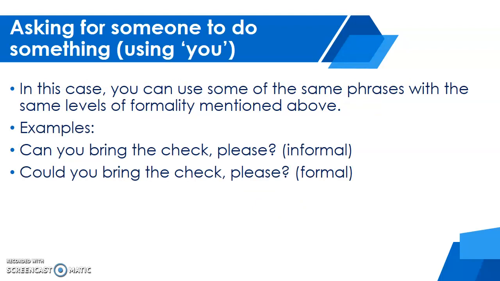And we have other kinds of polite requests, which is when you're asking for a favor, basically. You're asking someone to do something for you. In this case, you can use some of the same phrases with the same levels of formality. We mentioned can, could, or might. As I said, might is very formal. That's why we're not including it here. So for example, can you bring the check, please? That's something you can say in a restaurant to the waiter. Or could you bring me the check, please, if you want to be a little bit more formal. It all depends on the situation and how formal you want to be. But it is exactly the same as what we already mentioned. Don't forget that our verb goes in base form.